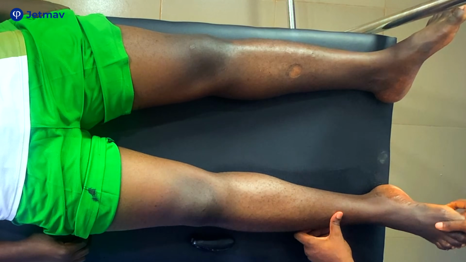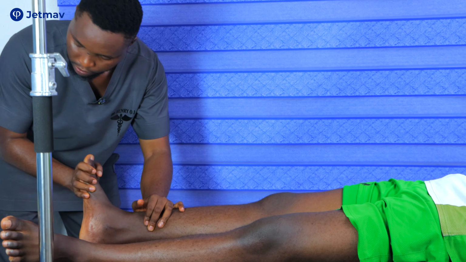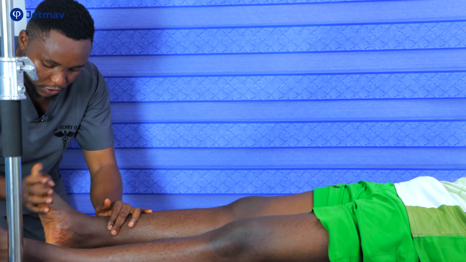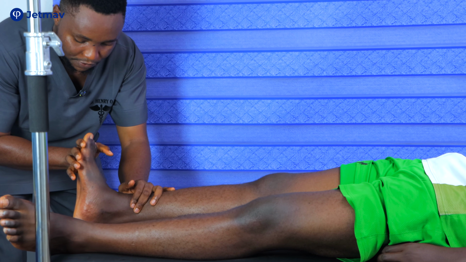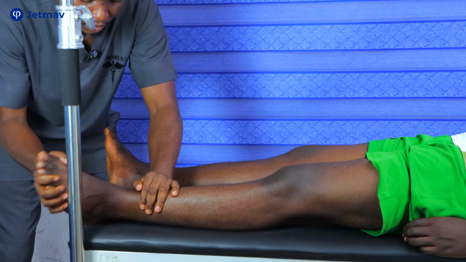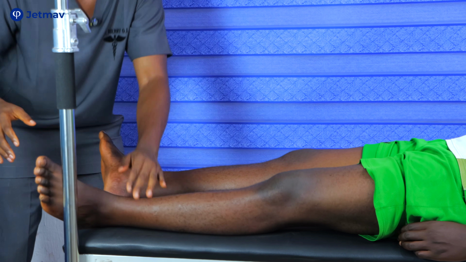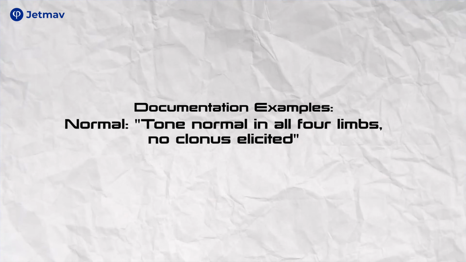Then for the ankle, can you relax your ankle? When you're done checking the range of motion, you check the ankle clonus where you dorsiflex. Then you wait for some time. So check for clonus, then do the same on this side. That is checking tone for both upper and lower limb. Now we're done with tone. We can see that the tone is normal in all the 4 limbs and there is no clonus elicited.